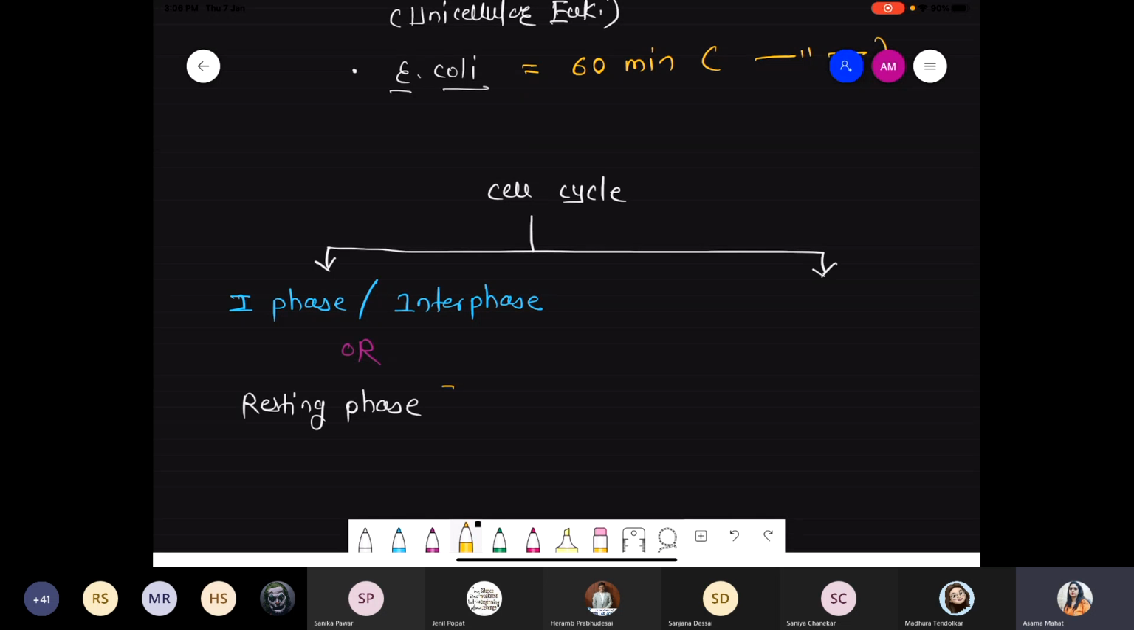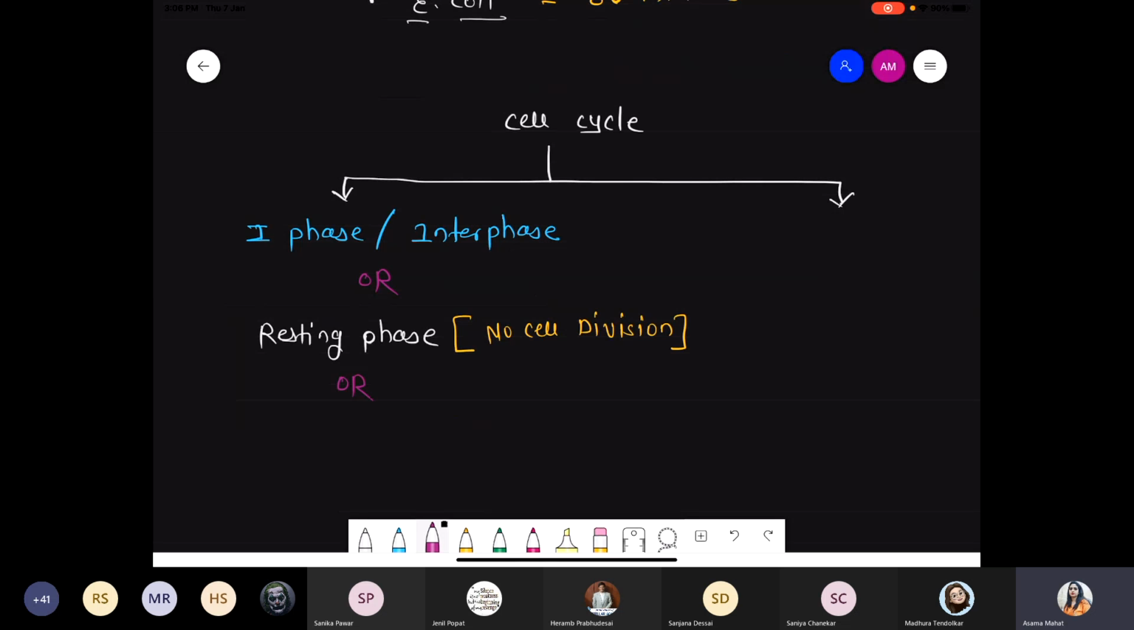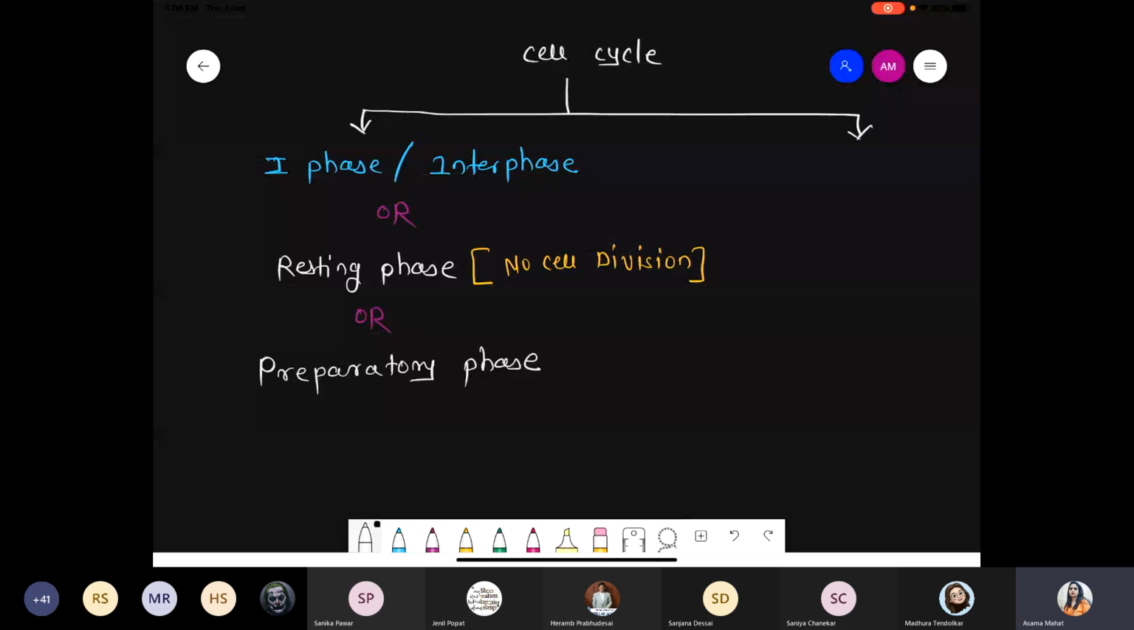And why is it called the resting phase? Because these are the phase where no cell division happens. After resting phase, the I phase is also called the preparatory phase. And why the preparatory phase? Because this is the phase where synthesis of DNA, RNA, protein, enzyme, cell organelles, ATP, everything is synthesized. So I stands for interphase. It is called the resting phase because here cell division does not happen. Only the cell synthesizes all material before division. So that's why it is also called the preparatory phase.